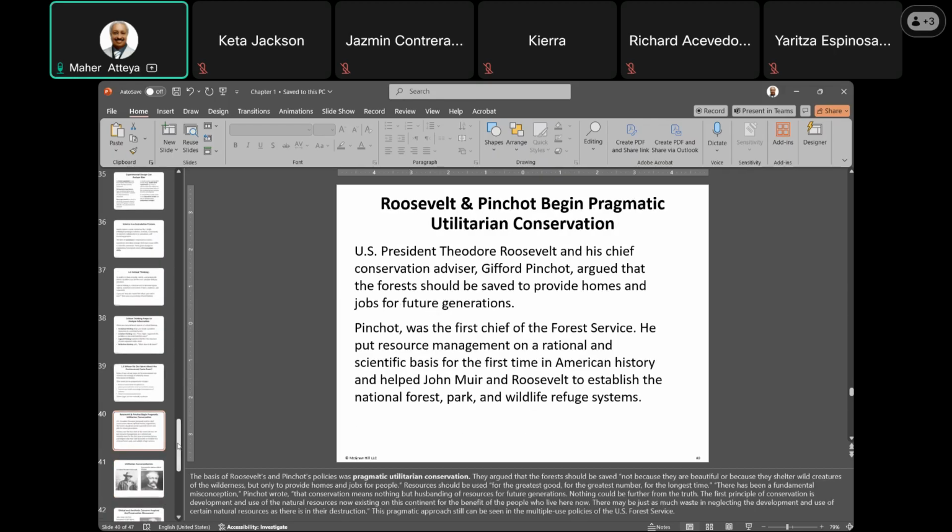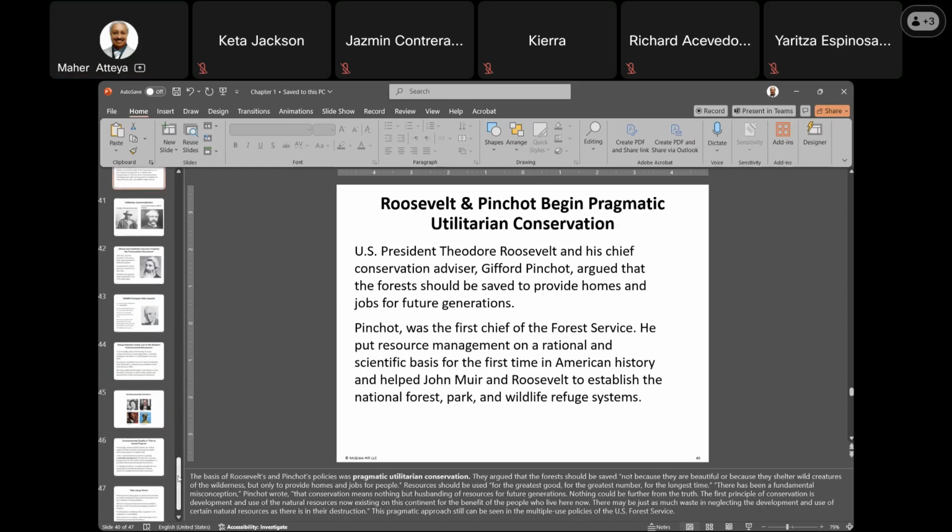Now the last topic in this chapter 1 is speaking about the pioneers, the people who have contributed positively to environmental science. Vice President Theodore Roosevelt and his chief conservation advisor, Gifford Pinchot, maybe I'm pronouncing it correctly, started the management of the forest in the United States, and that was the first item in environmental science. So, preserving and managing the forest in the United States.